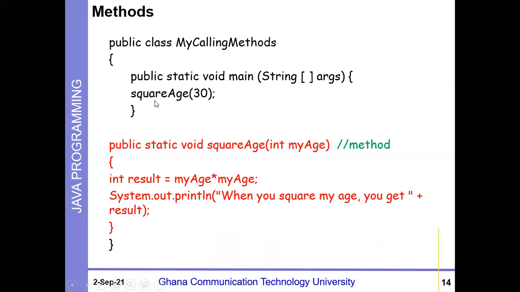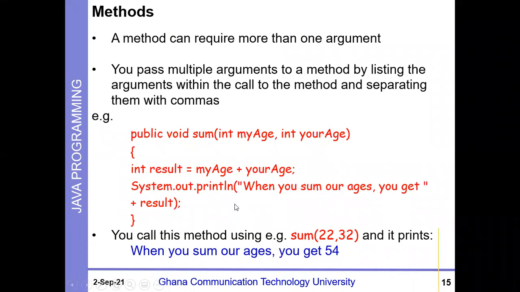I've already done this. So square age, provide the number. Square is actually multiplying, you multiply your age by your age. The other one should be double age anyway. Of course, the name can be anything, so long as you are consistent. You can say double my age or square Kofi's age or whatever. It's all up to the person.